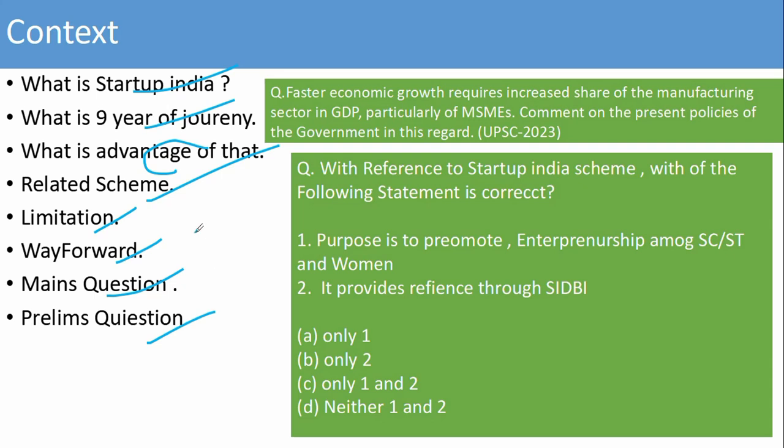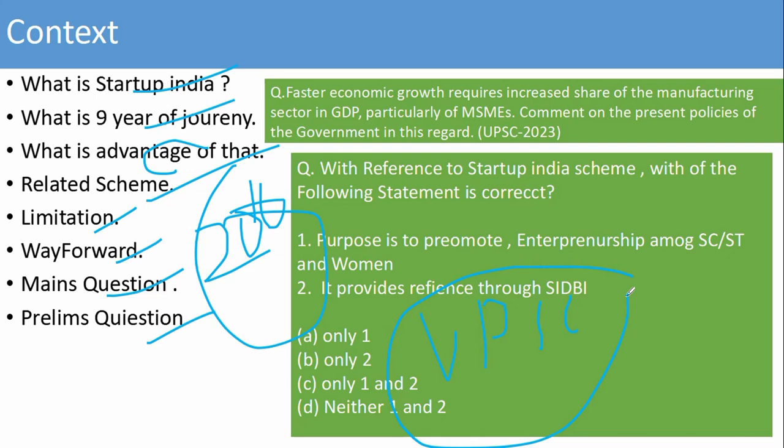Before that, I want to present a Startup India based question which was asked in 2016 in the UPSC examination. This is an easy question, a scheme based question. The question is, with reference to the Startup India scheme, which of the following statements is correct? The option is, the purpose is to promote entrepreneurship among SC and ST and women. It provides refinance through banks. You can pause this video and give your answer in the comment box.